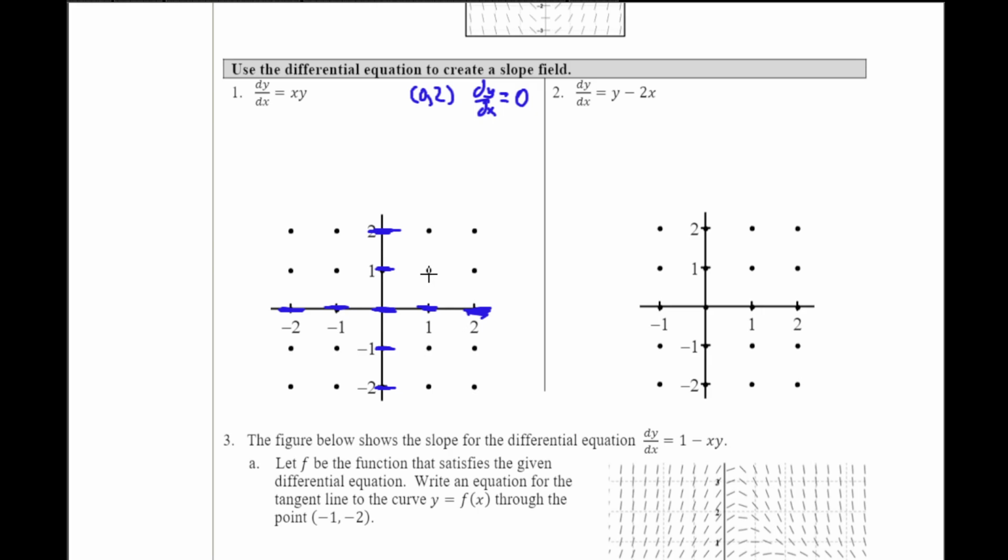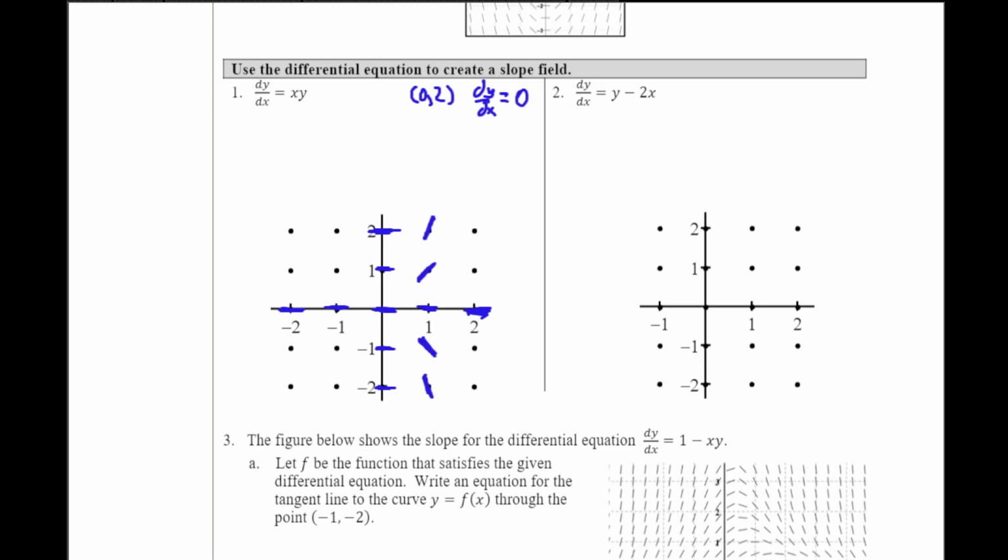At 1 comma 1, you have a slope of 1 times 1, which is 1. So that's just a straight diagonal like that. At 1 comma 2, you have a slope of 2, because 1 times 2 is 2. So that's a little steeper uphill. At 1 comma negative 1, 1 times negative 1 is negative 1. So slope here is negative 1. And then 1 comma negative 2, it's negative 2 right there.